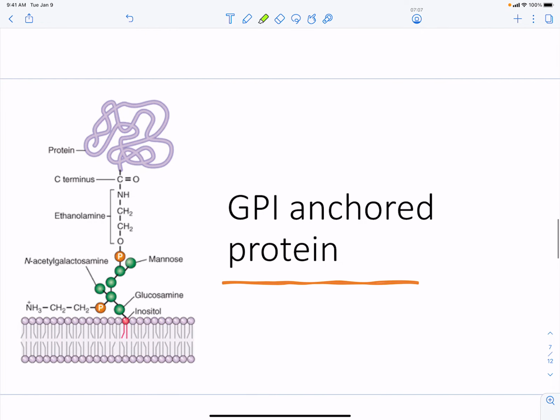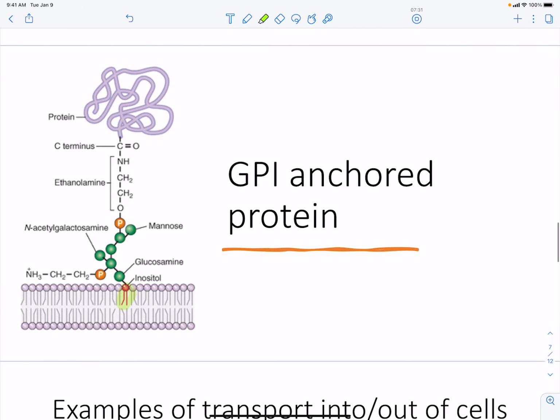Now here's a picture of a GPI anchored protein. And so again, this is going to be glycosyl phosphatidylinositol. And it's the inositol part that is really going to anchor this protein into the membrane of the lipid bilayer. And so again, it's not an integral membrane protein because it doesn't cross the whole lipid bilayer.